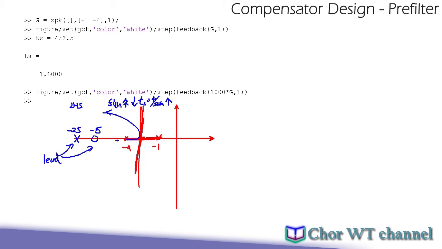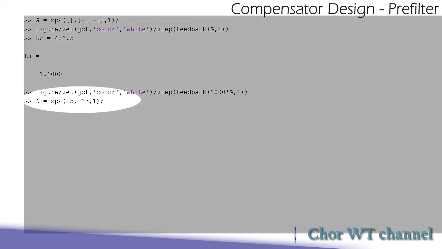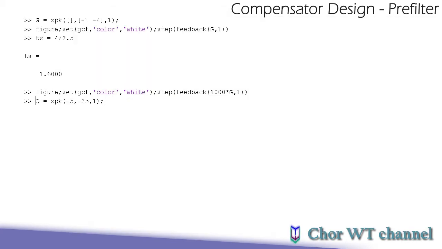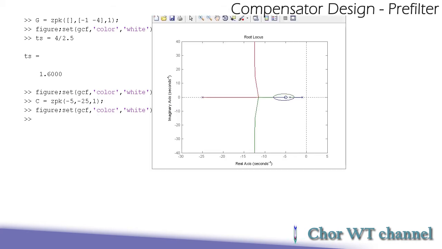So I will add these two, and we hope that by adding these two, my root locus can bend toward this side, hence increasing the zeta omega n value and thus lowering the settling time. So let's do this. I will now be generating my lead compensator to have a zero at minus 5 and a pole at minus 25. And then let's look at the root locus of the system.